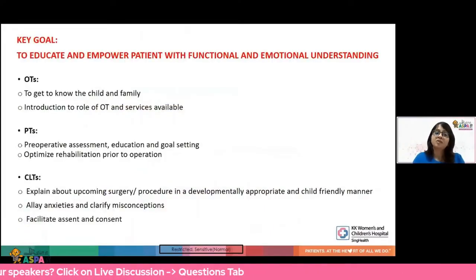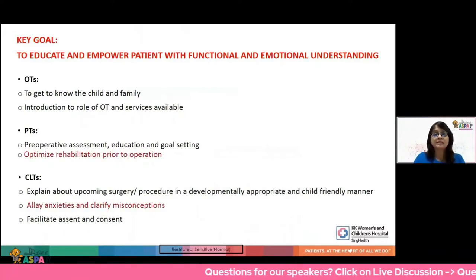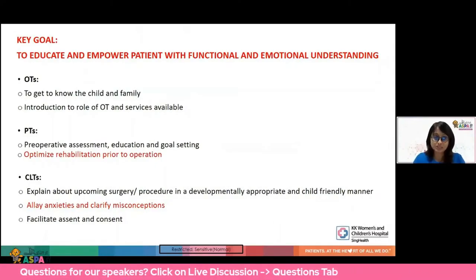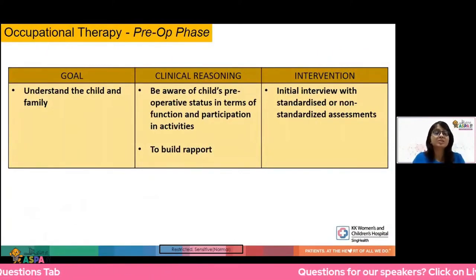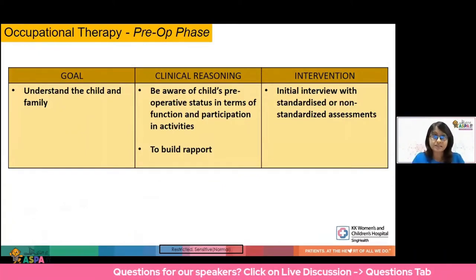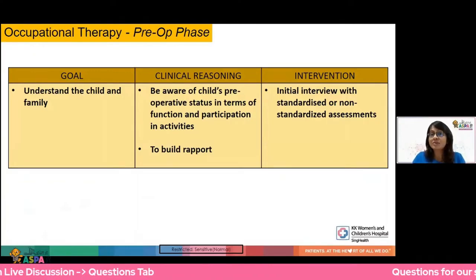The key goal for this phase is to educate and empower patients with functional and emotional understanding. Optimal rehabilitation care of the amputee begins, if feasible, prior to the amputation itself. For the occupational therapist, during this phase, the primary goal is to get to know the child and family better. Initial interview and assessments are conducted to help understand what exactly the home environment looks like, what is the child's functional status, and the different roles that the child may take on in this phase of life.